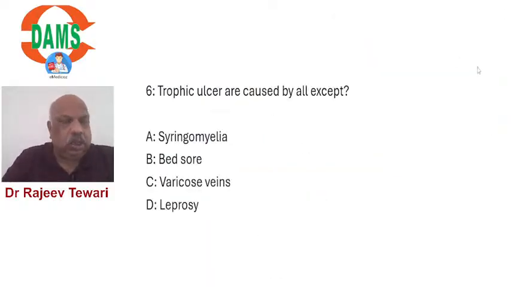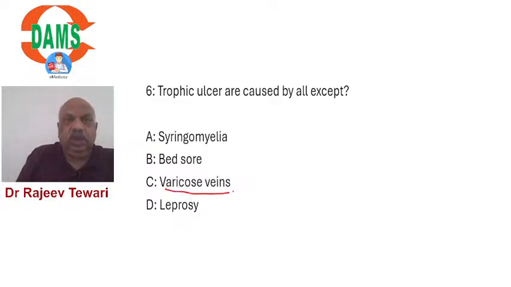Trophic ulcers are caused by all except. You'll get this file. So, can you answer this question? Trophic ulcers are caused by all except. Yeah, obviously this is very obvious, this is not a good question, but this is a PYQ, which is why I have kept it here. Trophic ulcers are a kind of pressure ulcer or neurogenic ulcer.